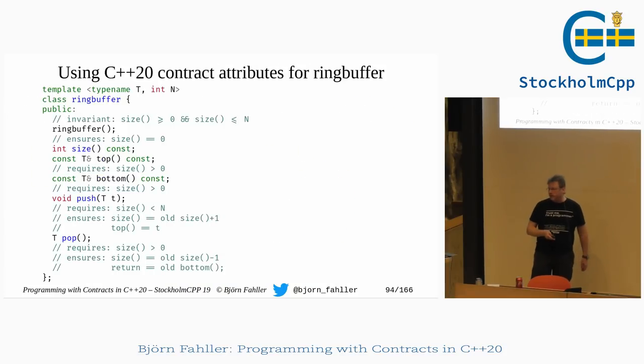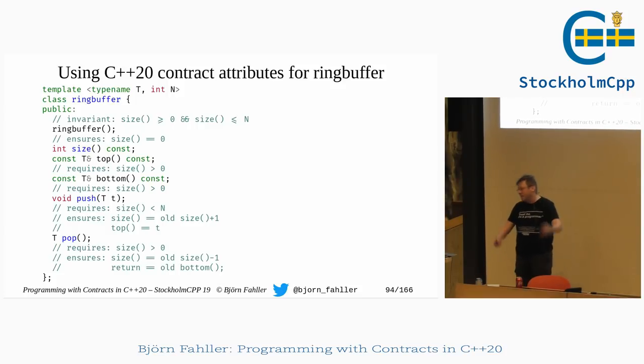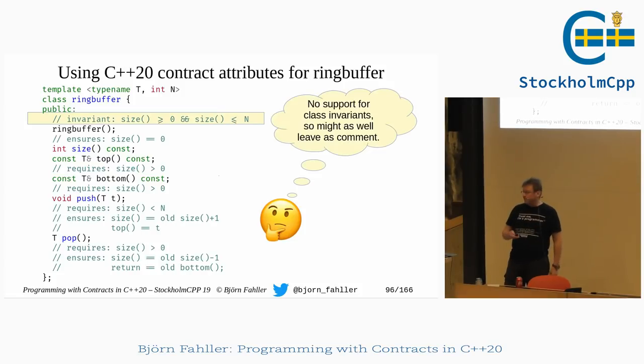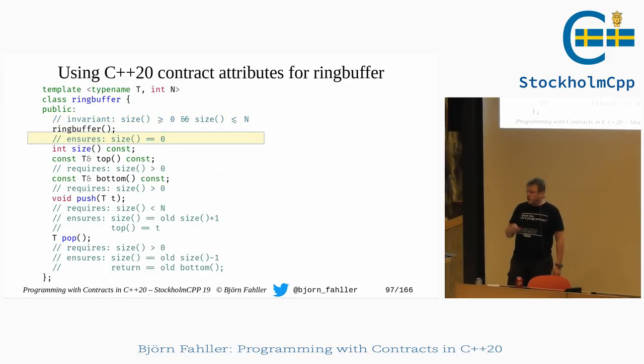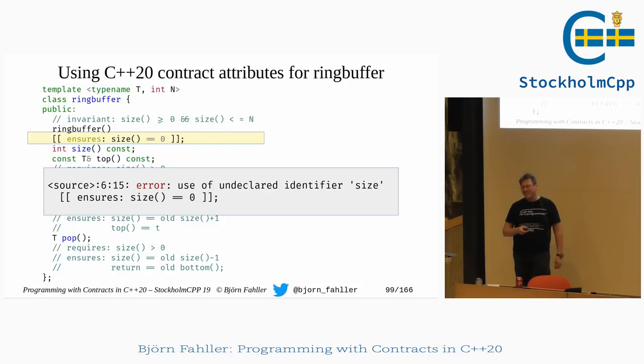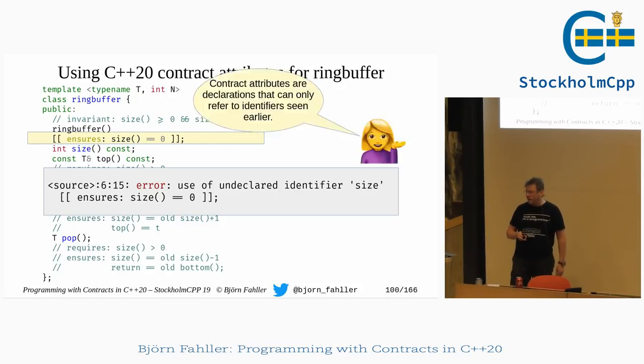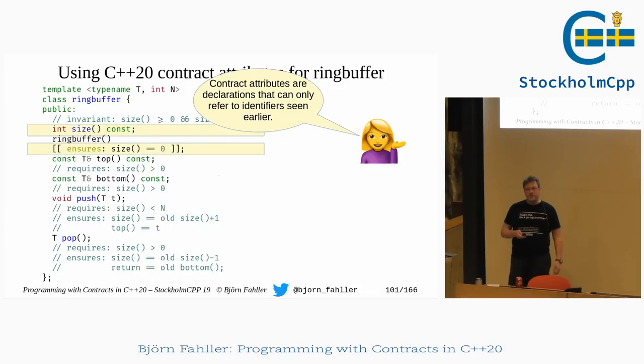So let's go back to the ring buffer and C++20-ify it. So the invariant, well, there is no support, so we might as well just leave it as a comment, say that this must hold. Postcondition, yeah, we saw those as attributes. So that is easy, except bummer. The problem is that these are declarations that can only refer to what has been seen. They cannot look forward in the lexical analysis phase. So to be able to refer to size, size must have been seen. So we have to rearrange things a bit. Not a biggie, but a bit inconvenient.